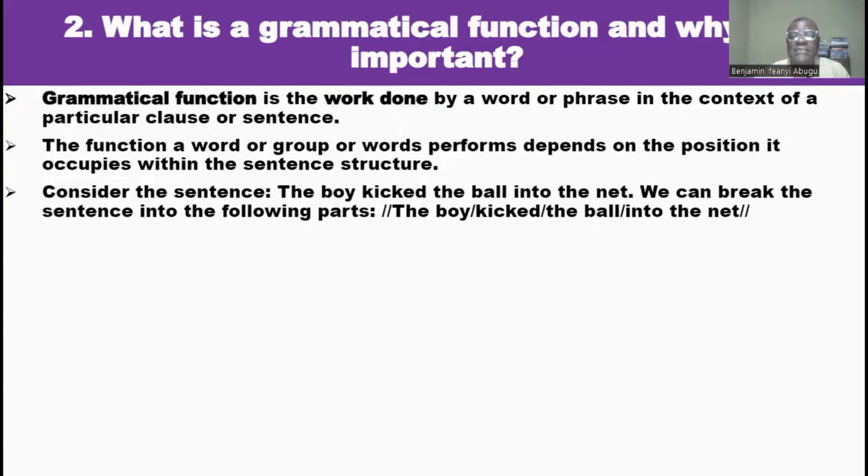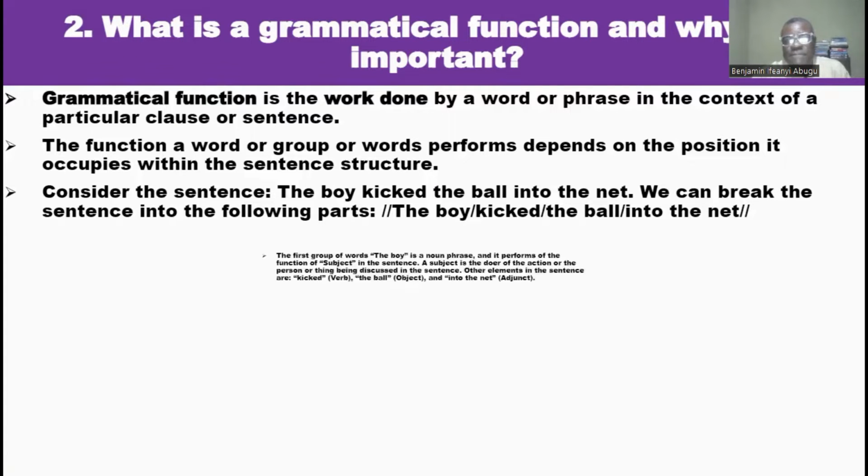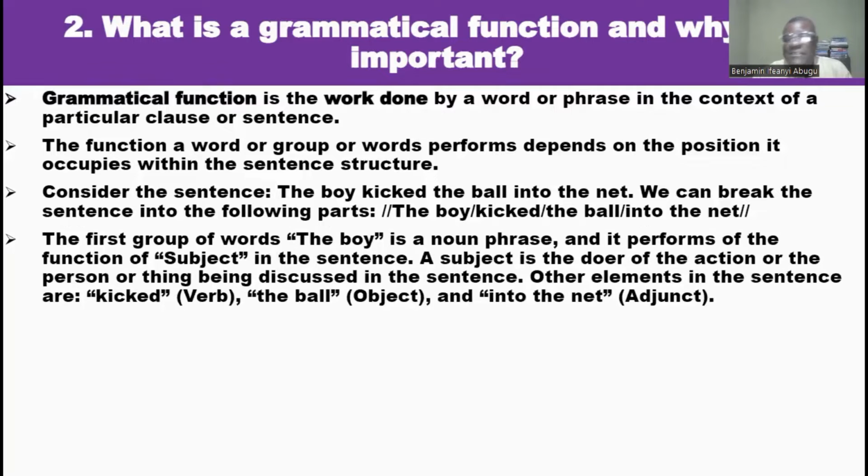Consider the sentence: the boy kicked the ball into the net. We can break the sentence into the following parts: 1, the boy; 2, kicked; 3, the ball; 4, into the net. So we have 4 parts of this sentence. Okay. The first group of words, the boy, is a noun phrase and it performs the function of subject in the sentence.